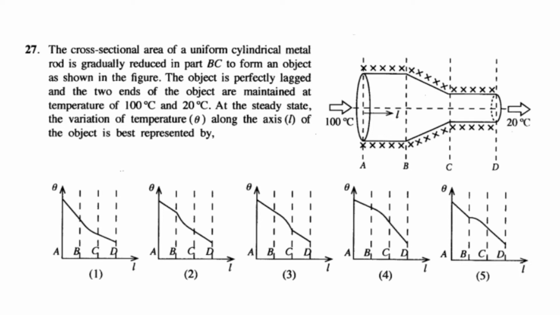Let's compare the cross-sectional areas of the rod with the gradients of the graphs. In the BC section, the cross-sectional area decreases along the axis. So the temperature gradient should increase along the axis. That is, the gradient of the graph should increase along the axis. So, obviously, the answer is 4.